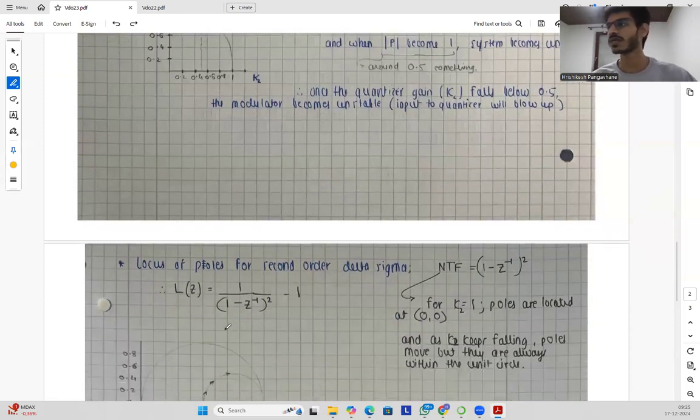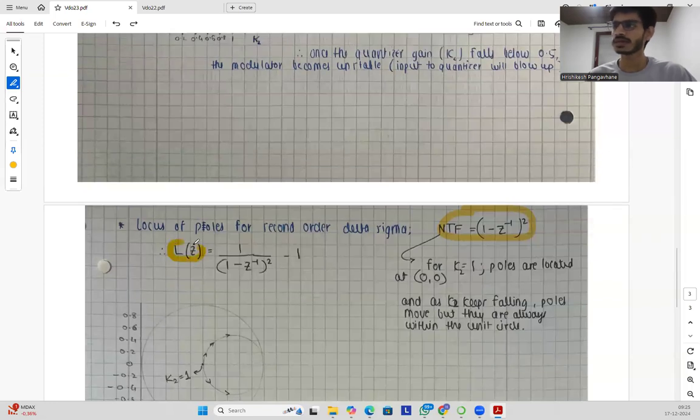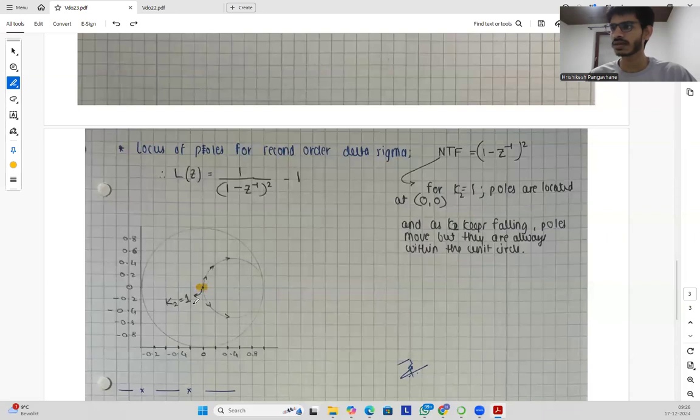So the locus of poles for a second order delta sigma loop is given by, for example, the NTF as 1 minus z inverse, to the power 2. Then L of z is basically 1 upon NTF minus 1. From this L of z, we can find the poles for K2 going from 1 to 0. For K2 exactly equal to 1, poles are located at 0 based on this equation. So when the poles are at 0, this is the case for K2 equals 1. And as K2 starts falling from 1 towards 0, the poles start moving in these directions.